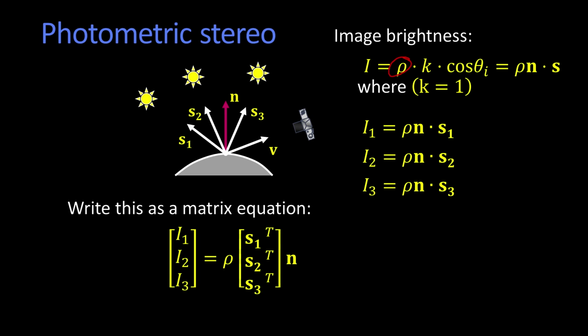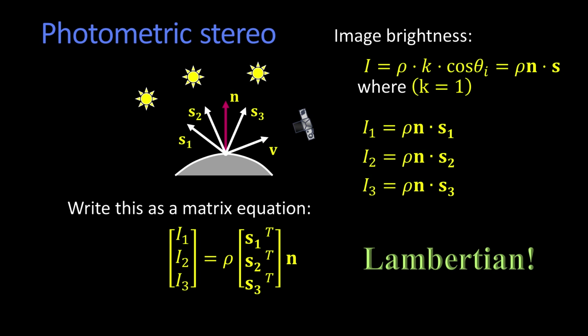Right? And I can write these as a matrix equation, this is for a single pixel, right? So at a single pixel, I would have 3 different values, and I could just write this equation as rho, and these are the 3 vectors that are the source directions. And by the way, I assume I know the source directions, times the unit normal, and the unit normal is the thing that I don't know. So I need to solve for that, all right?